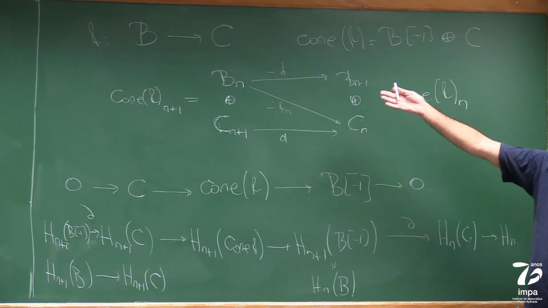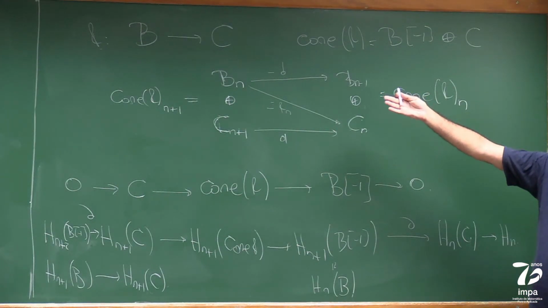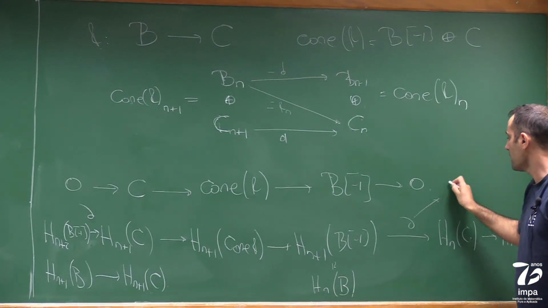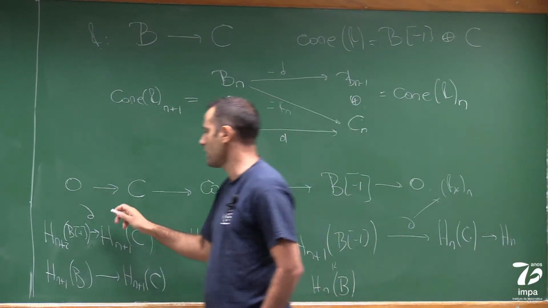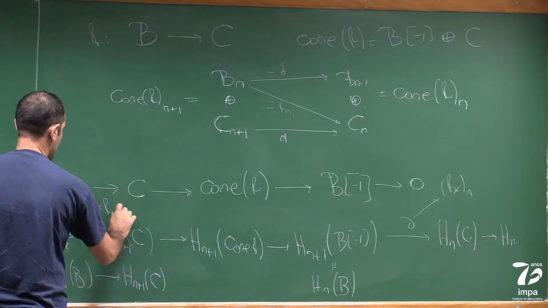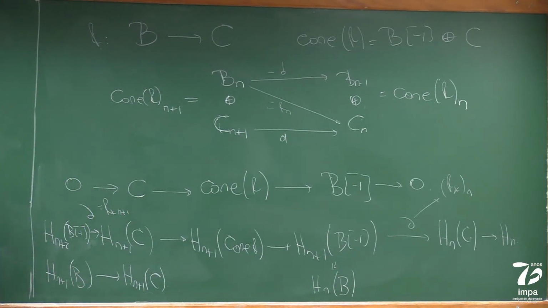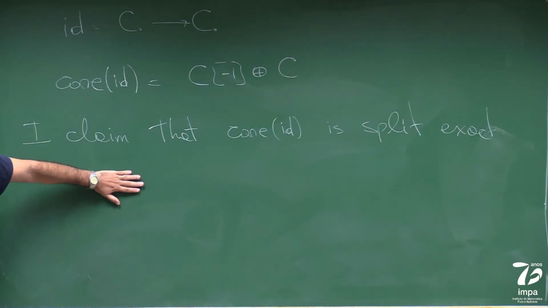We started with F, which is a map of complexes from B to C. So I claim that this thing here is F star in degree n, and this thing here is F star in degree n plus 1. I'll prove this in a second, but let's see how that looks for the cone of the identity.